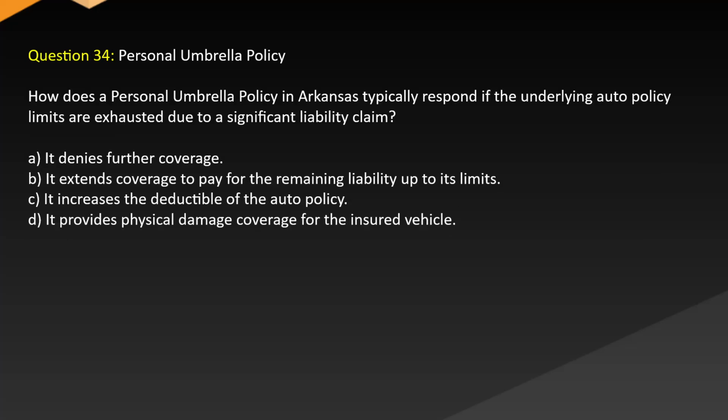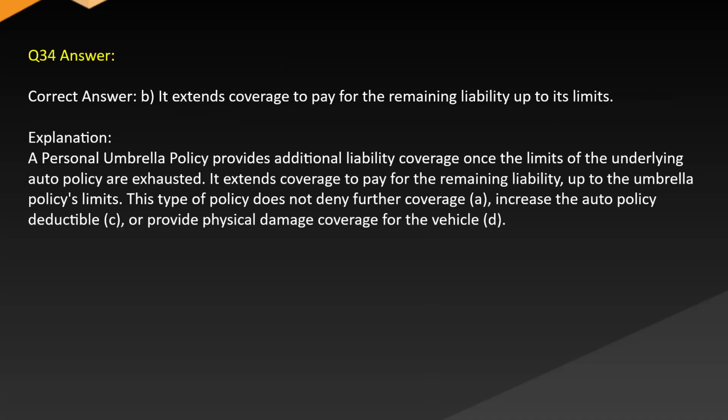Question 34. Personal umbrella policy. How does a personal umbrella policy in Arkansas typically respond if the underlying auto policy limits are exhausted due to a significant liability claim? A. It denies further coverage. B. It extends coverage to pay for the remaining liability up to its limits. C. It increases the deductible of the auto policy. D. It provides physical damage coverage for the insured vehicle. Correct answer, B. It extends coverage to pay for the remaining liability up to its limits.